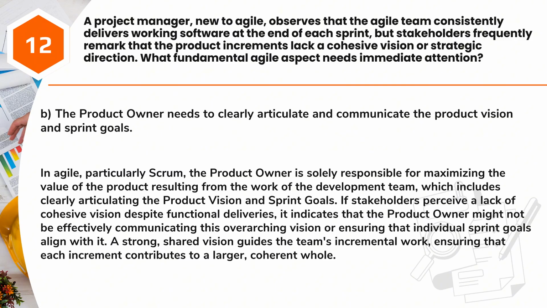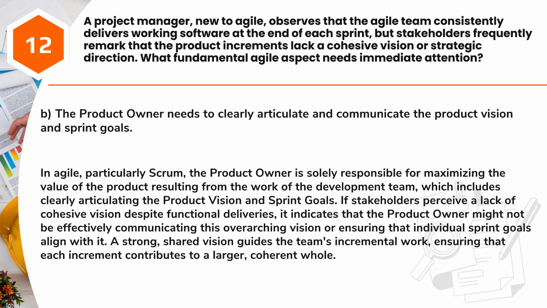Answer: B. The product owner needs to clearly articulate and communicate the product vision and sprint goals. In Agile, particularly Scrum, the product owner is solely responsible for maximizing the value of the product resulting from the work of the development team, which includes clearly articulating the product vision and sprint goals.